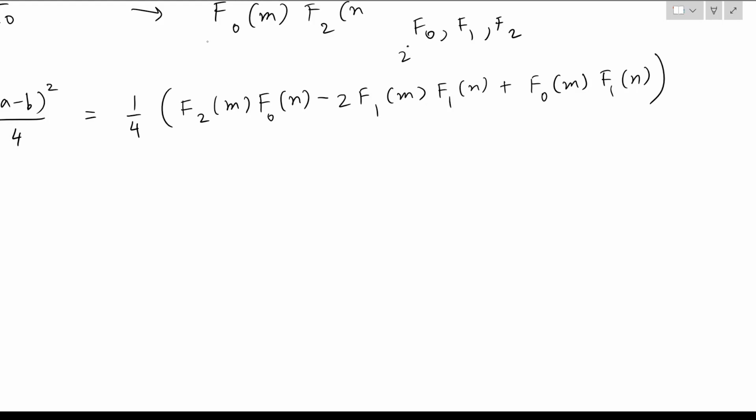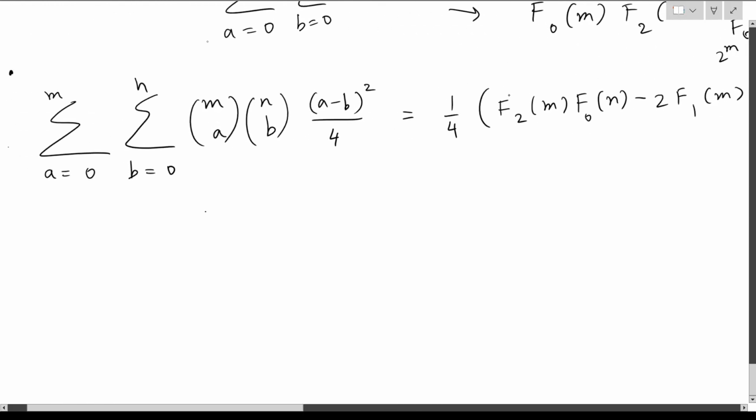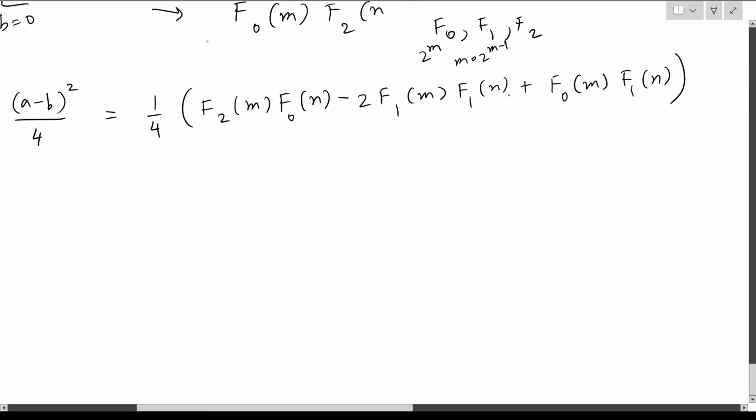f0 is simply the regular 2 to the m. f1 is m times 2 to the m minus 1. And f2 is that silly expression that we derived earlier. Now, we know how to calculate this, therefore, without the floors. Why do I say we know how to calculate this?